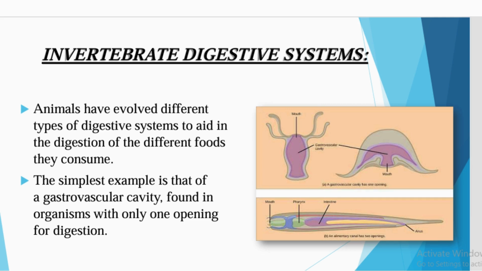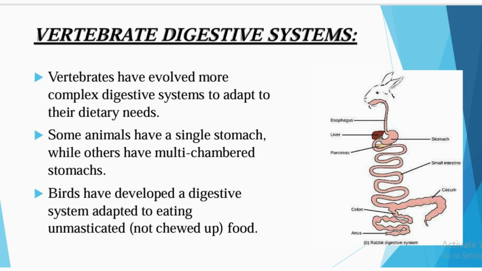Animals have evolved different types of digestive systems to aid in the digestion of the different foods they consume. The simplest example is that of a gastrovascular cavity, found in organisms with only one opening for digestion. The second one is the vertebrate digestive system. Vertebrates have evolved more complex digestive systems to adapt to their dietary needs. Some animals have a single stomach, while others have multi-chambered stomachs. Birds have developed a digestive system adapted to eating unmasticated, for example, non-chewable food.